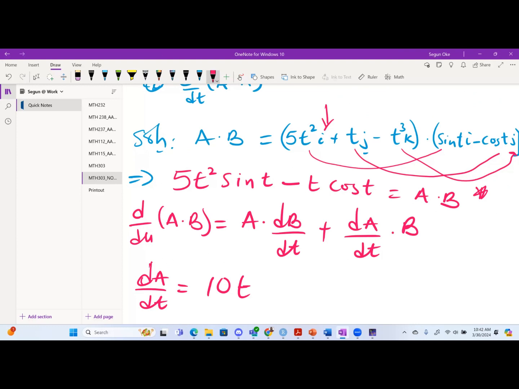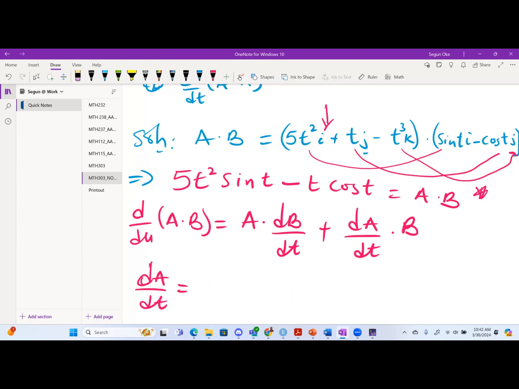The dA/dt will be 10t, right? Yes, sir. Then if you differentiate t, what do you have? 1. It returns to j. If you now differentiate, some people don't understand how to differentiate.